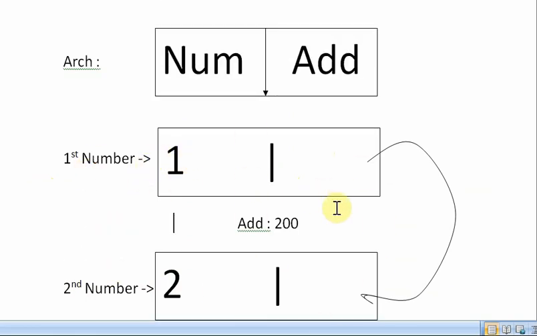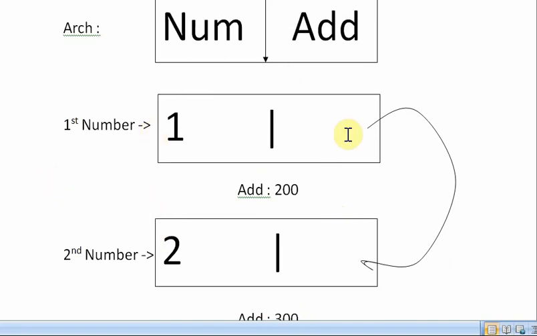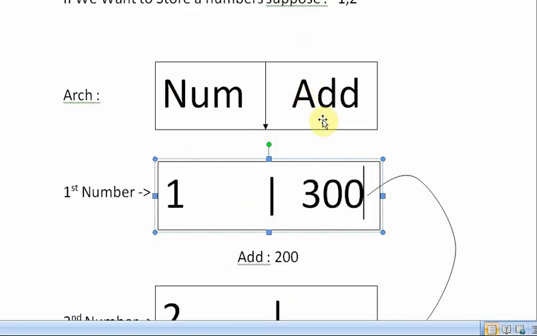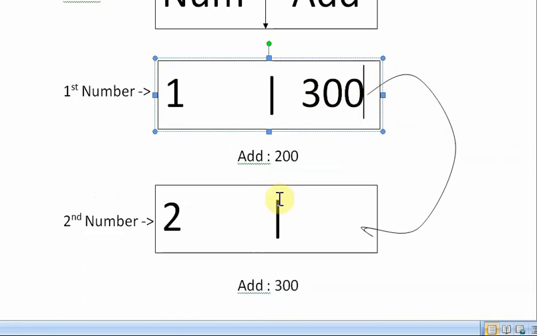So how can we connect them? The node with 2 is at address 300. So we just give here the address of the node where 2 is stored. Look, I have given the address of the next node. This address means we store the address of the next node. So this is a node divided into two subparts. The first part contains the number 1, and the address column stores the address 300. 300 is the address of the next node.